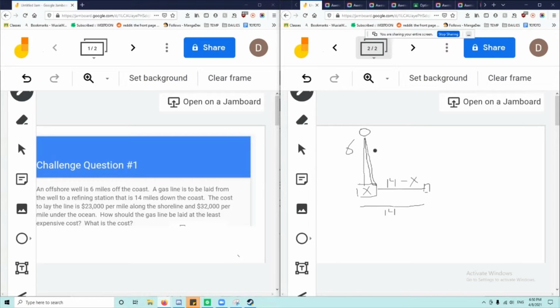This goes here. How can we find the length of this when we already know the length of this? So we just have to find the length of this, multiplied by how much that costs, which is $23,000 for this one. And this one would be $32,000 times the length. Well, we can use the Pythagorean theorem to find this length. That would be a squared plus b squared equals c squared. And we know a squared and b squared just from these two.